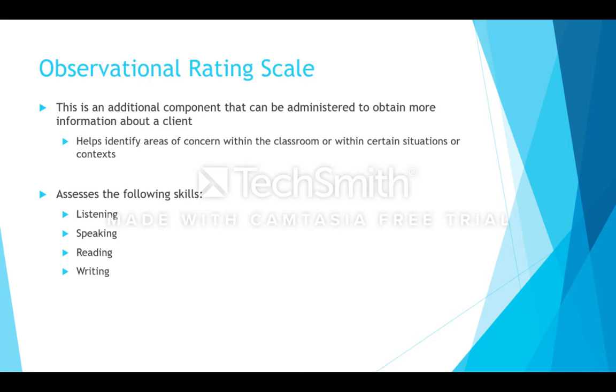Then there's also something called the Observational Rating Scale, which is an additional component that can be administered to obtain more information about a client. This can be used to help identify certain areas of concern within the classroom or within certain situations or contexts, so you can identify them in different settings. And this scale assesses the following skills: listening, speaking, reading, and writing.